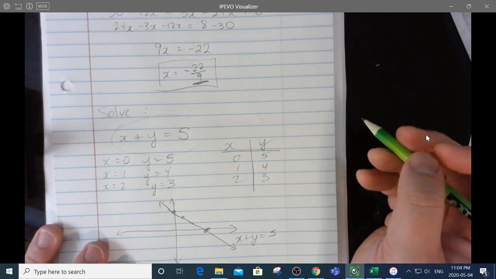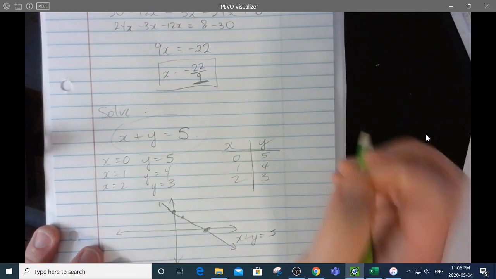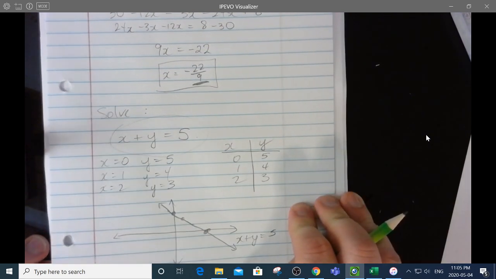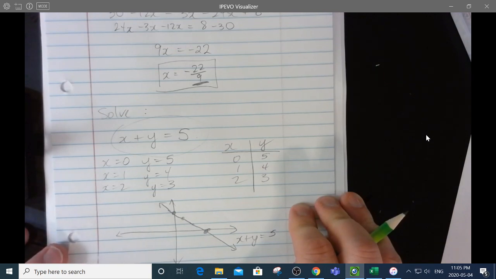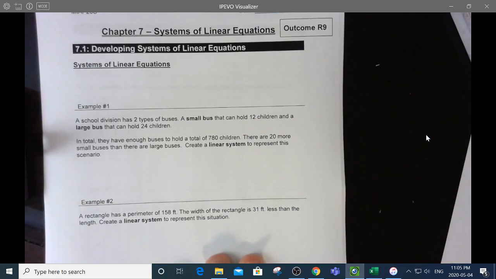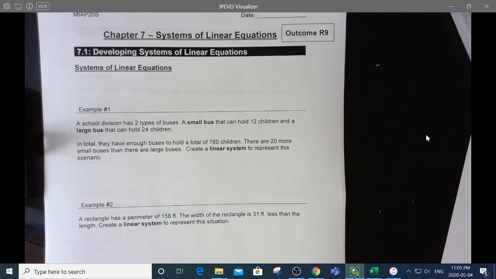Now that might not make people happy. It'd be like, but I want one answer. Well, if you want to get one answer and you have two variables, then you're going to need two different equations with those two variables, and that is what we're going to start with here. What we've got for this unit is what we call systems of linear equations.